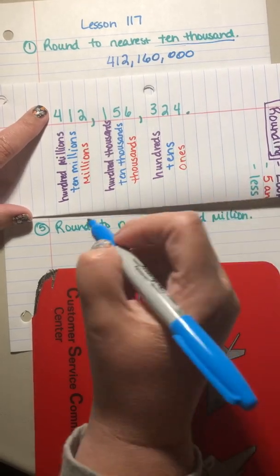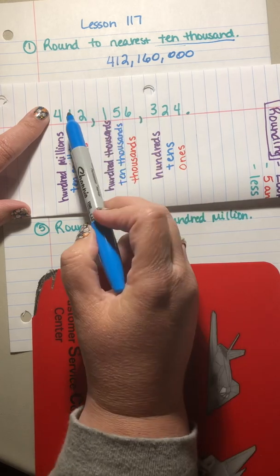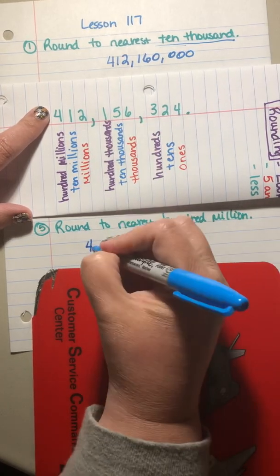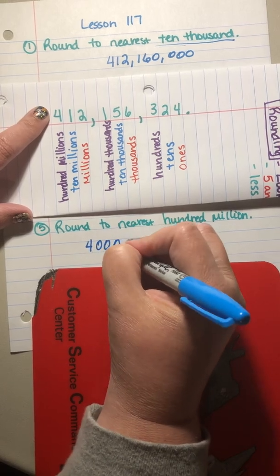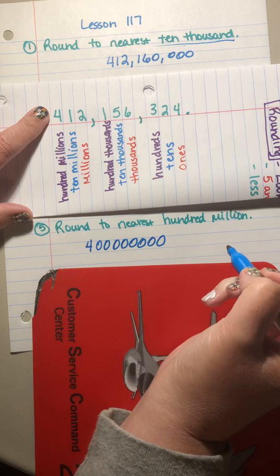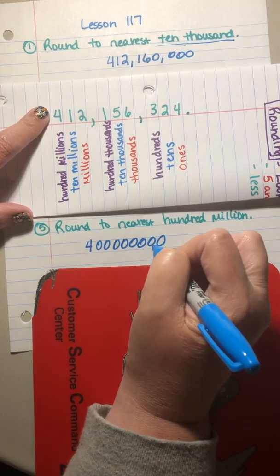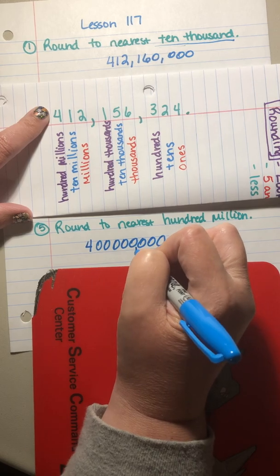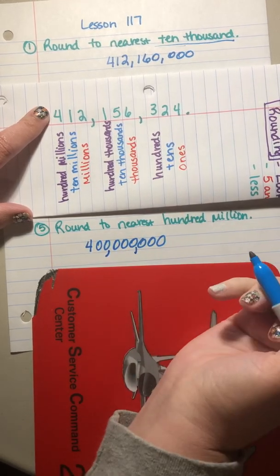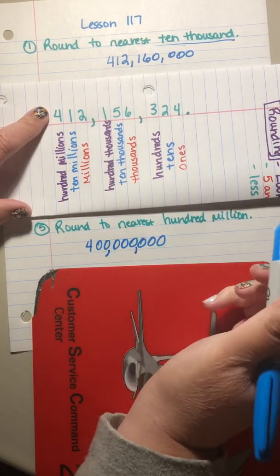So I'll write my 4, and then everything after that becomes zeros. 1, 2, 3, 4, 5, 6, 7, 8. And then I place my commas starting from the right. I count 1, 2, 3, comma, 1, 2, 3, comma. Now my answer is 400 million.